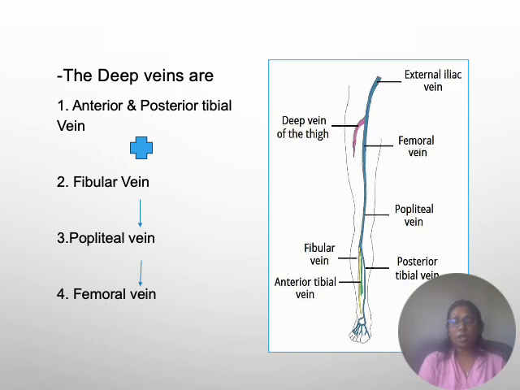It ascends all along the femoral triangle, is seen along with the femoral artery enclosed in a femoral sheath, and finally it drains up into the external iliac vein after passing beneath the inguinal ligament. So this is the story of the entire deep veins of the lower limb.